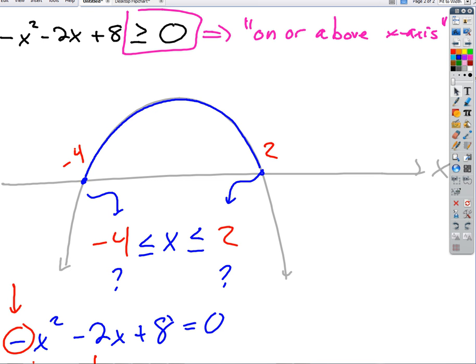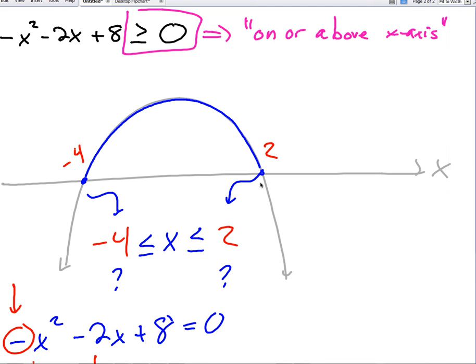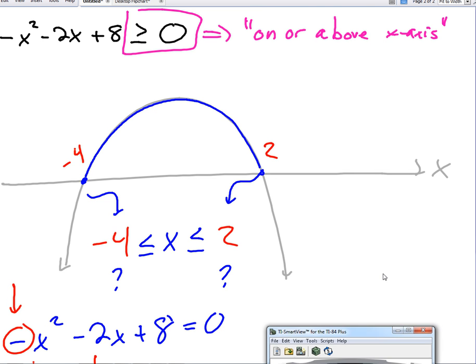I still need to know, though, that I'm looking for the parts that are on or above the x-axis. And so on my graphing calculator, I would still want to find those x values. But I'd have the advantage of being able to ask the graphing calculator, what is that x-intercept? And what is that x-intercept? And then I would just know that it's all the values in between, right? On or between. So what does that look like on my calculator? Let's just quickly see that, because there's a couple little tricks to that.